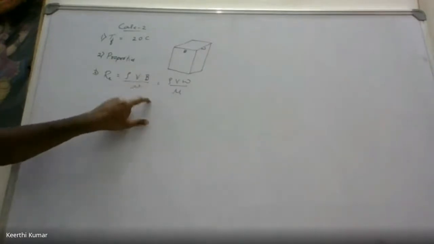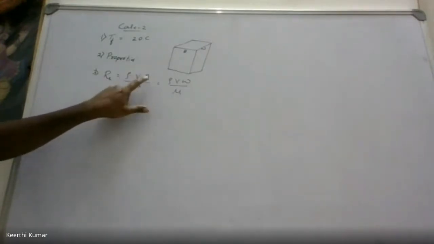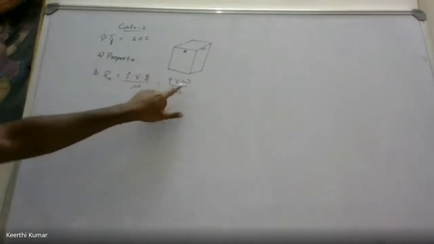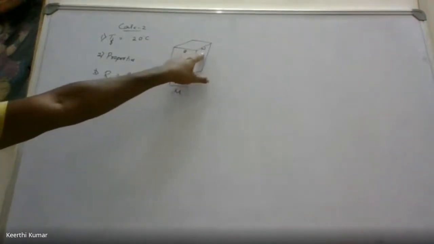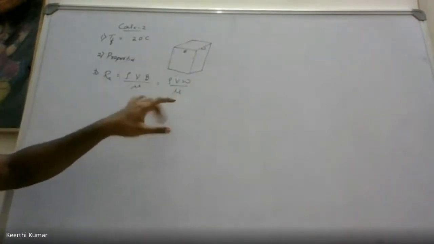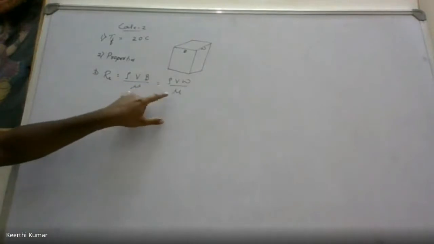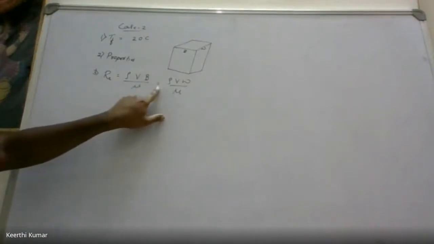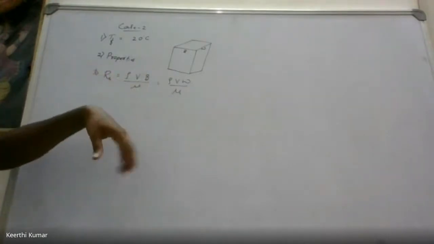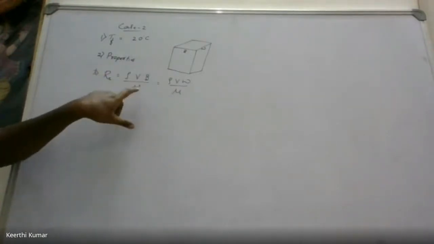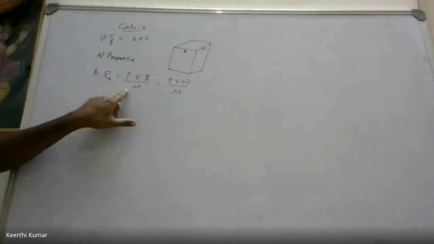For this problem, rho V B by mu is equal to rho V W by mu, because B is this, W is this. If it is a rectangle, I cannot write the same formula as equal. Correct? So we'll solve that problem also, assuming a rectangular slab with air flowing. We'll solve that. So for the time being, we'll solve the Reynolds number.